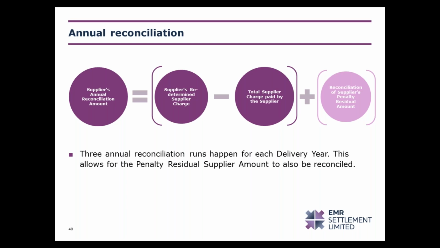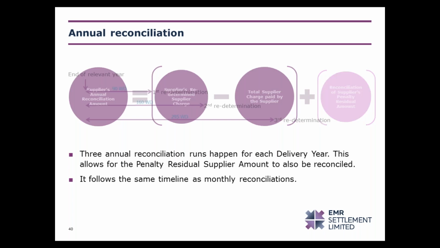So we have 3 annual reconciliation runs happen for each delivery year. Please note that there may be an additional one. If required, ESC can determine if they want to run another one. But in general, there'll be 3. It follows the same timeline as monthly reconciliations. So only those numbers to remember.